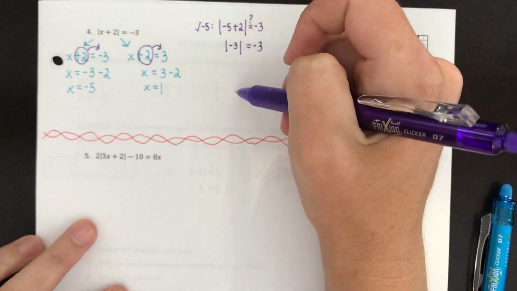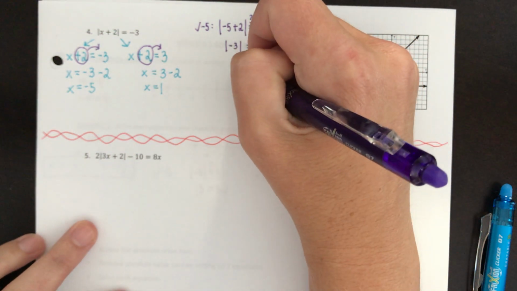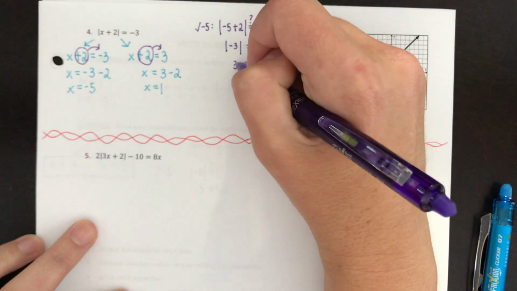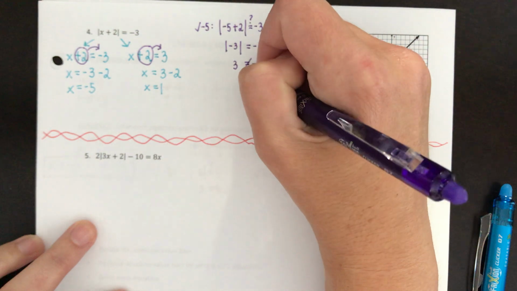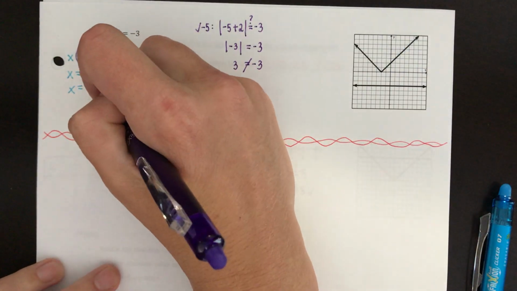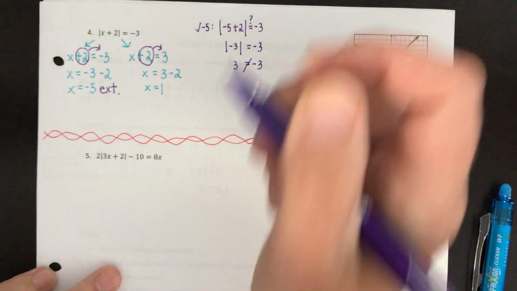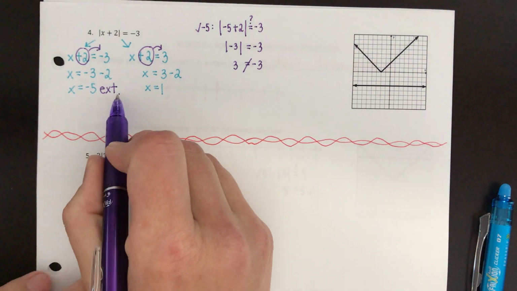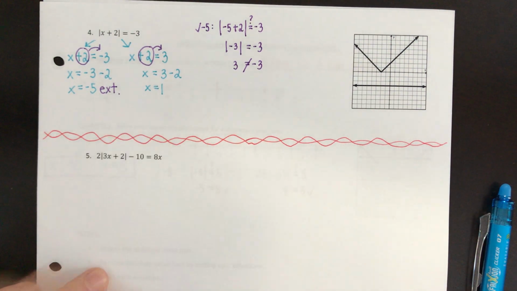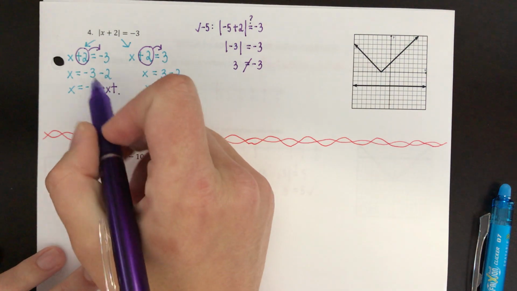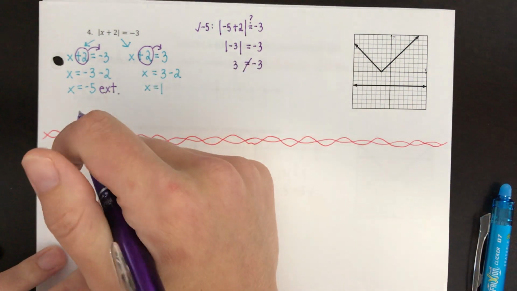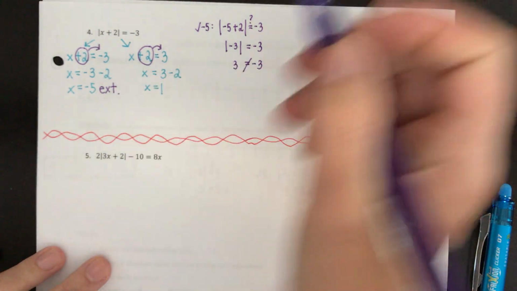Unfortunately, when I'm working down on the left, the absolute value of negative 3 is 3. And 3 does not equal negative 3. That's not a true statement. That means this is an extraneous solution. I'm just going to put EXT. That's an extraneous solution. It looked like it was going to be an answer, but it didn't hold true. It didn't work out. So EXT for extraneous.